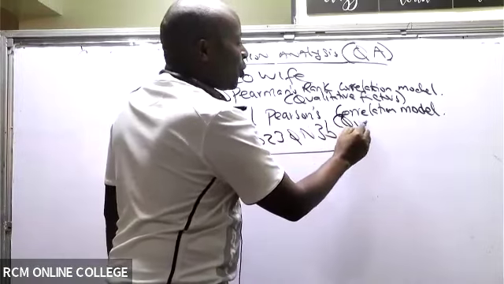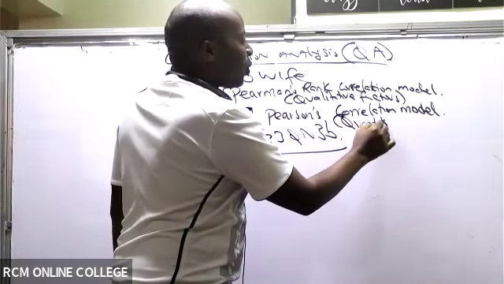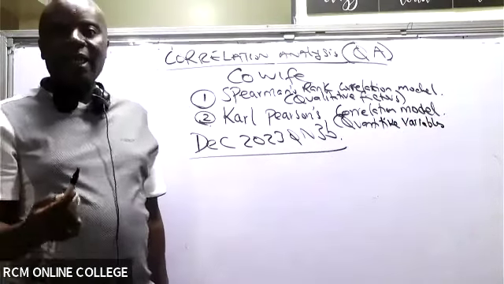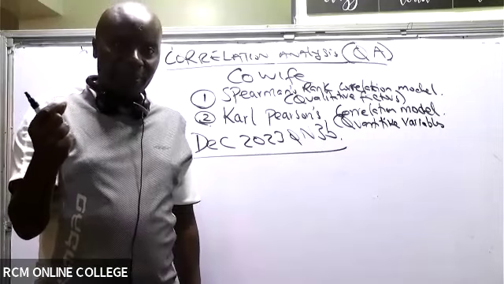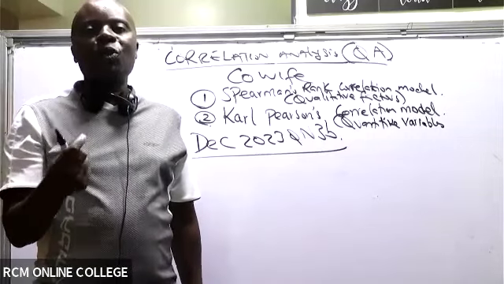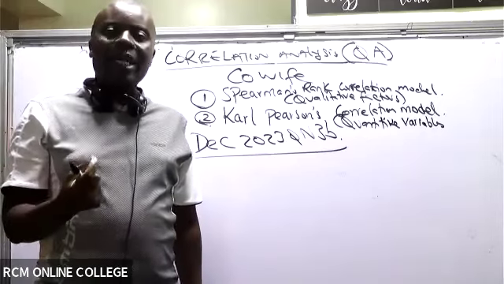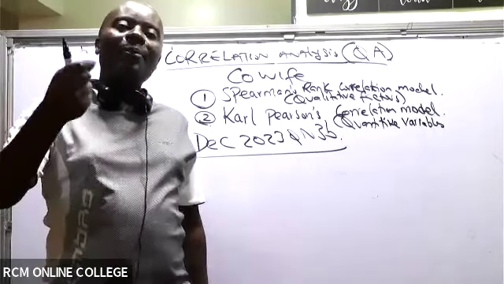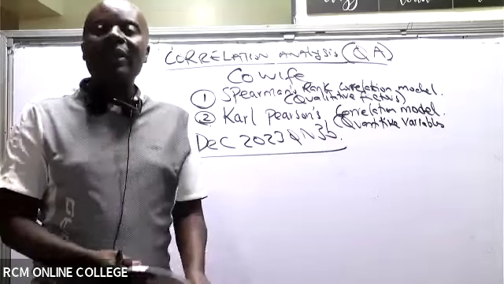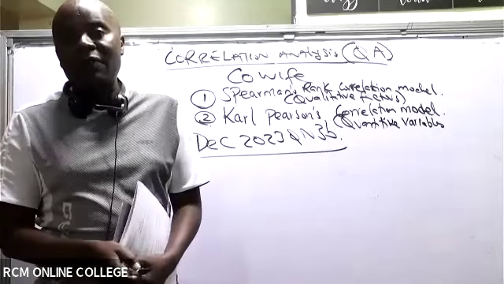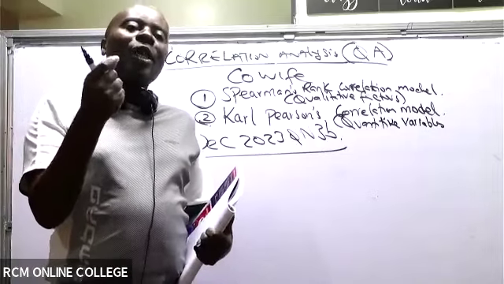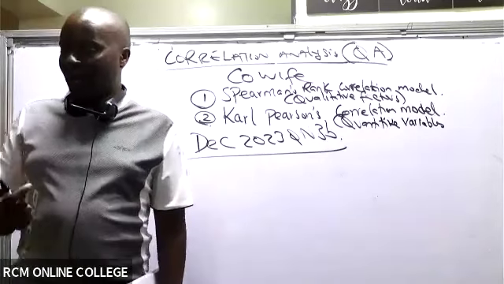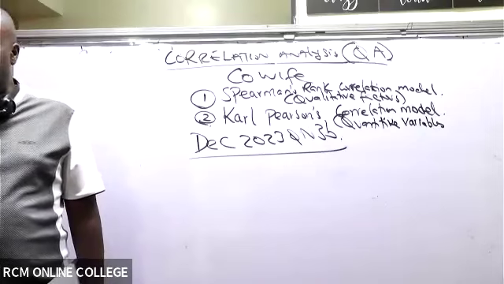This one will be used to ascertain the association between quantitative variables. Those are variables whose values can be ascertained either by measuring or by counting. If today I wanted to know my weight, I would simply stand on a weighing machine. So weight is a very good example of a quantitative variable because I can measure it. If I wanted to know how many students we have at RCM's classes, I would simply go to each of those classes and count. So quantitative variables are those that are measurable or countable.